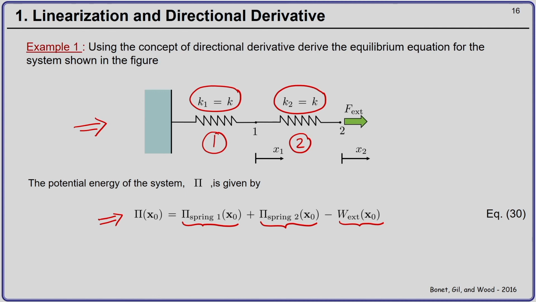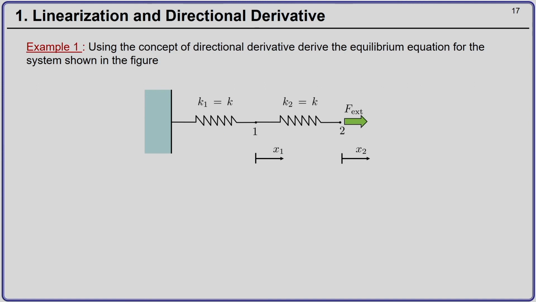What are the expressions for the potential energy for spring 1, spring 2 and the external work done? Okay. So, that we have to see next. Remember x0 is a vector, x1, x2. This is not a nonlinear system, this is just a linear system, but to show how the directional derivative can be used to get the equilibrium equation, we have taken up this example.